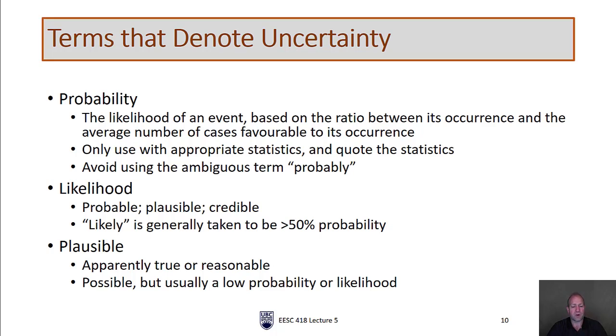Plausible means apparently true or reasonable. It's possible, but usually with a low probability of likelihood. So plausible means that there's no way we can rule this scenario out. It's theoretically possible, but generally this is something that has a very low probability or a low frequency of occurrence. It's just something that can happen.